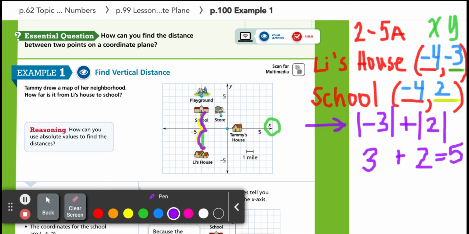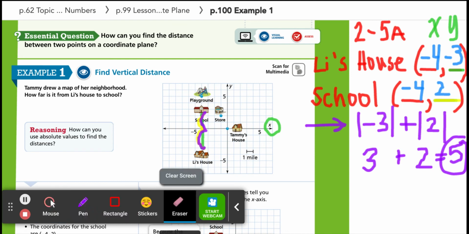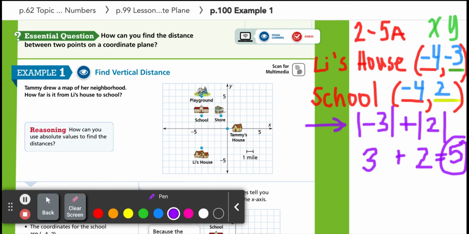Now, that tells us that the distance between Lee's house and school is 5 units here. We can check this since they have this beautiful map here for us on a coordinate plane. So we can check this by counting. Let's start from Lee's house and travel up to the school. How many boxes is it? 1, 2, 3, 4, 5. So that checks. The distance between Lee's house and school is 5.